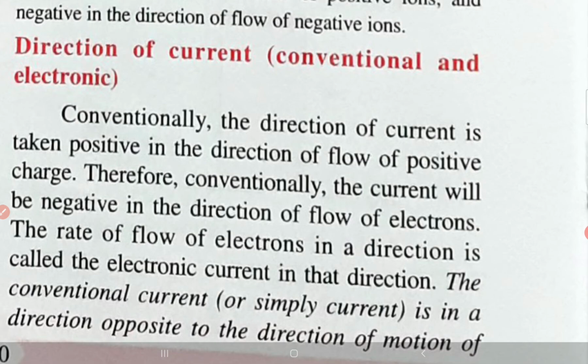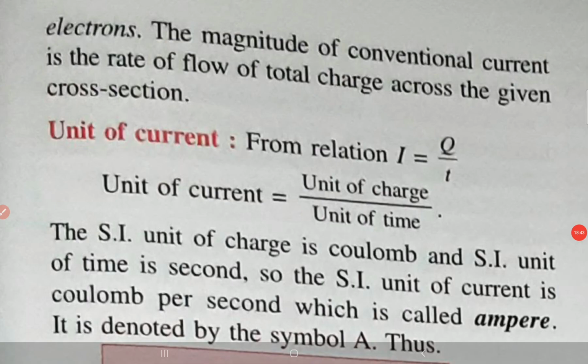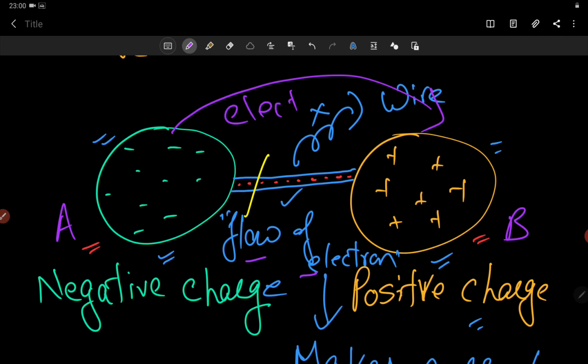The conventional current, or simply current, is in a direction opposite to the direction of the motion of the electrons, right? Let's try to understand this a bit. So here in this case, as you can see, the flow of electrons is from, let this be body A, let this be body B, from A to B. Now this direction is known as electronic current.